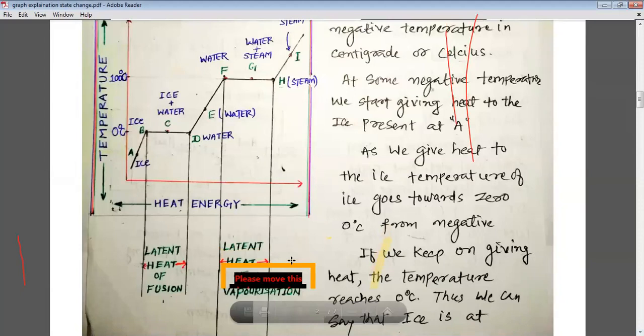Here, if you look at the bottom of the graph, you can see that I have written latent heat of vaporization. You can see that between F and G, my dear students, heat is provided, but the temperature does not increase. So where does this heat go? This heat is used for conversion of 1 kilogram of water to 1 kilogram of steam completely. This heat provided is known as the latent heat of vaporization.